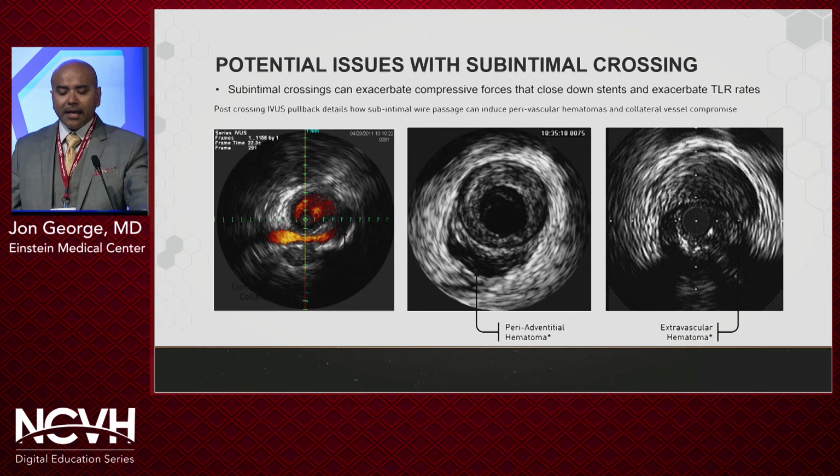And so some of the studies have shown that if you use imaging and if you use IVUS guidance to look at what you've crossed, whether it be by wire or a crossing device, you see that you create a lot of subintimal planes with wires. You can have hematomas, you can compromise collaterals, and you can even have extravascular hematomas from mini perforations.